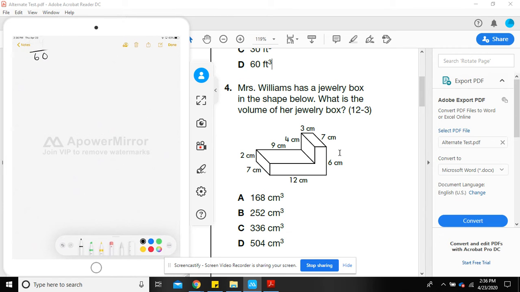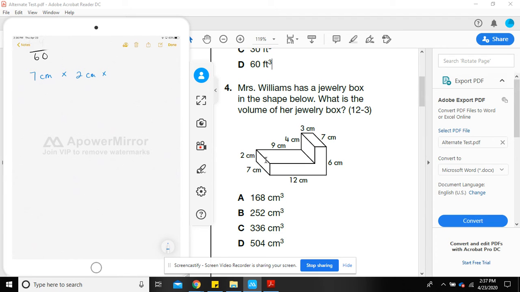I'm going to do that first shape in blue. So we have... looks like the length is 7 centimeters. So I'm looking at this right here, the 7 centimeters. Our height is 2 centimeters.